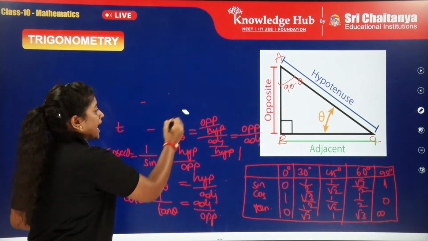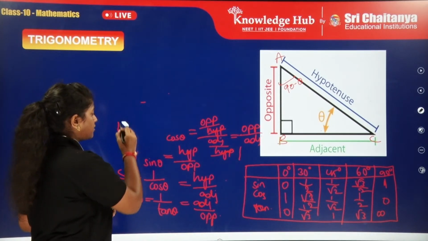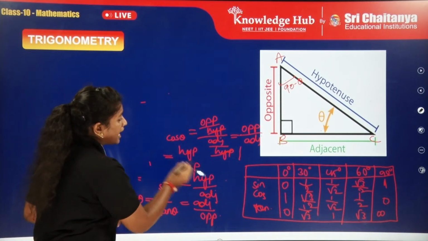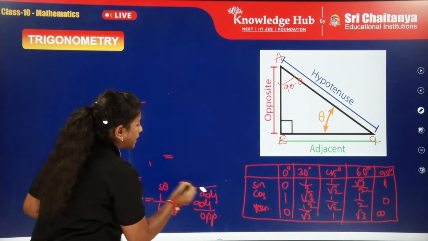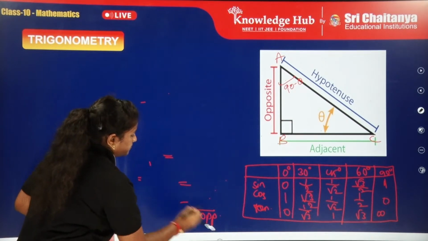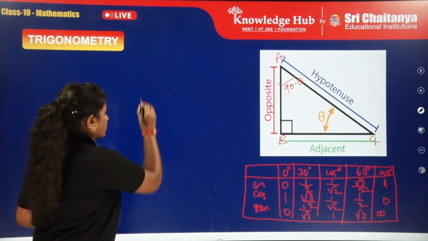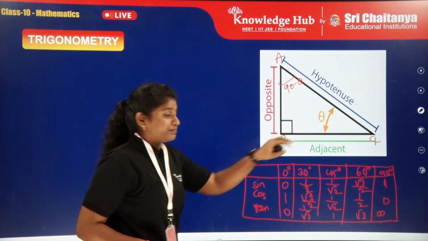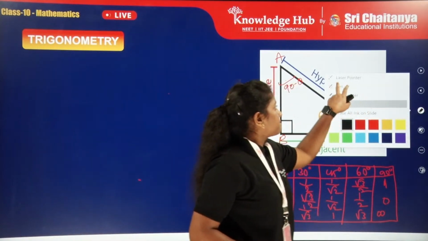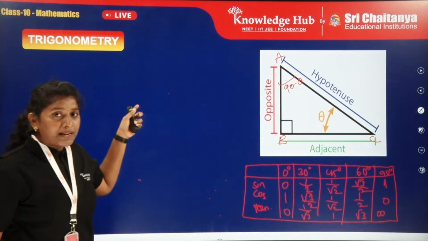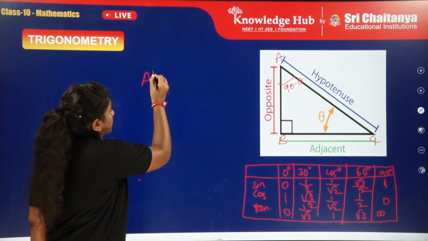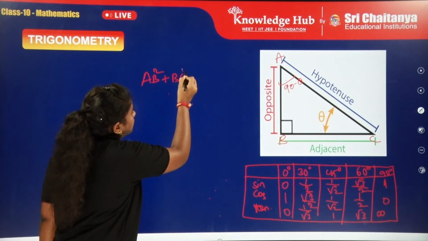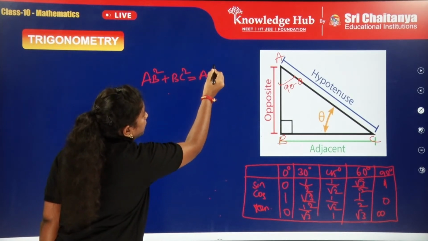So coming to here, I am saying that the given triangle is a right angle triangle. Right angle triangle means I can apply the Pythagoras theorem. Okay. So let's apply the Pythagoras theorem for the right angle triangle. So it will become AB square plus BC square equals AC square.